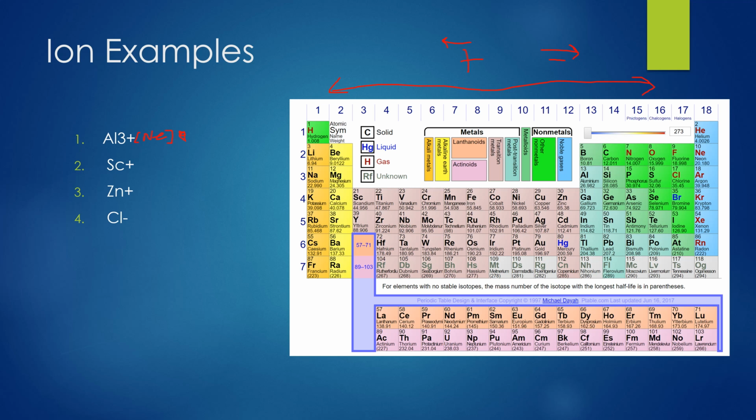Excuse me, that should be a 3. 3s2, 3p1. Now when we remove electrons, we want to remove them from the highest level, or highest energy level first.